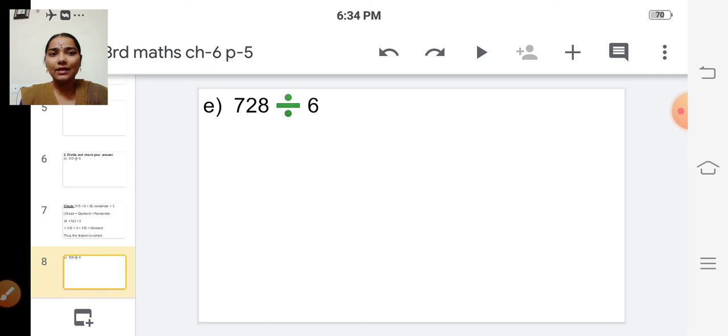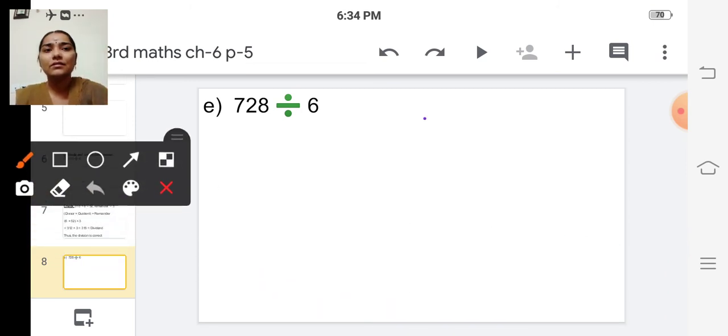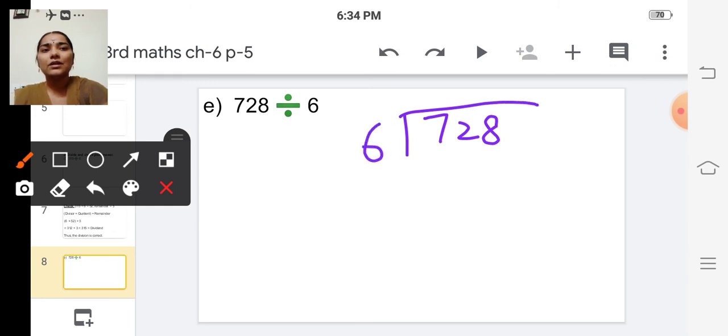728 divided by 6. So shall we divide 728 divided by 6. So here the first digit itself is greater than the divisor. So we can take the first digit 7. How many times will it go? Only one time, isn't it?